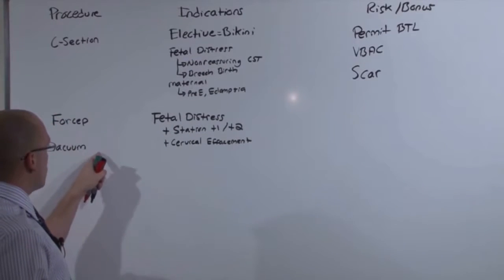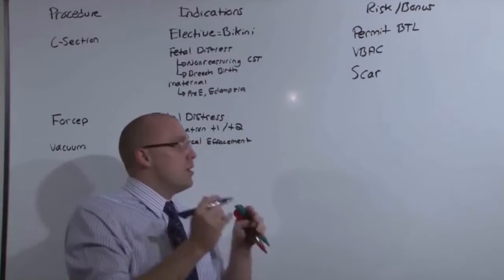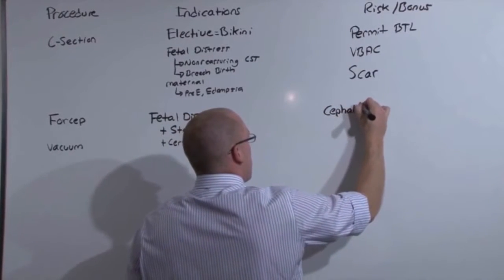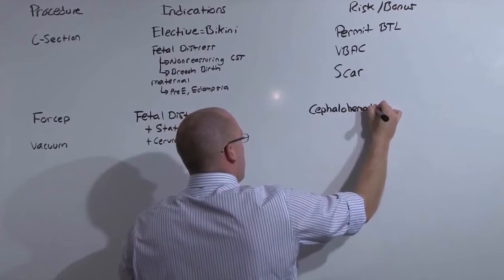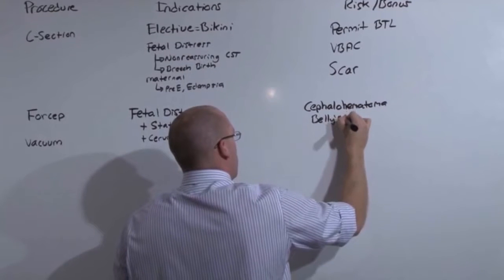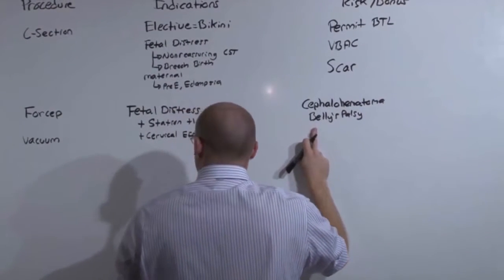So forceps delivery can clamp onto baby's head, first causing a cephalohematoma, but can also induce a Bell's palsy by squishing some facial nerves.